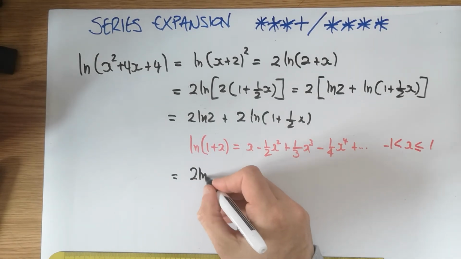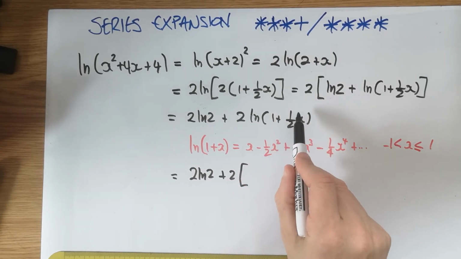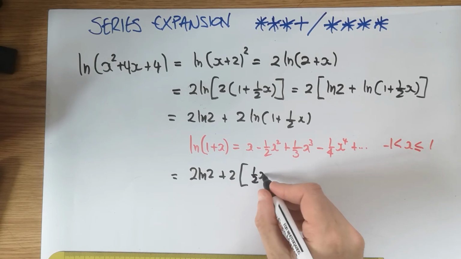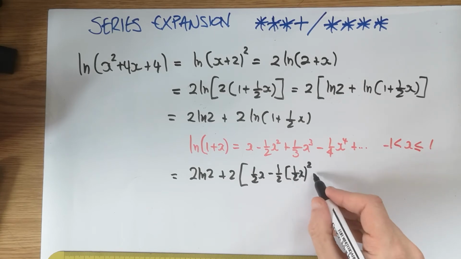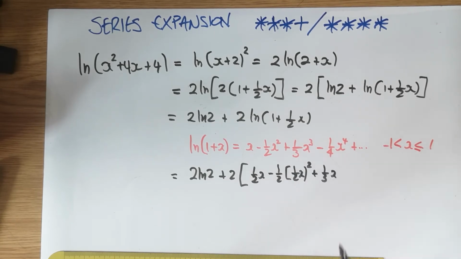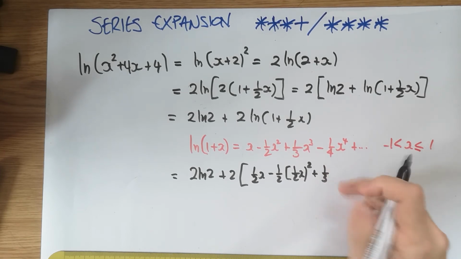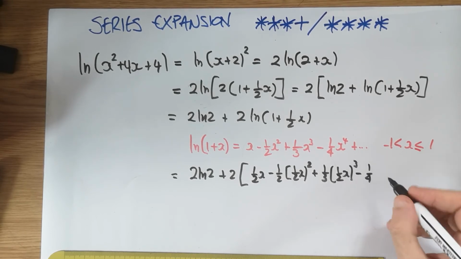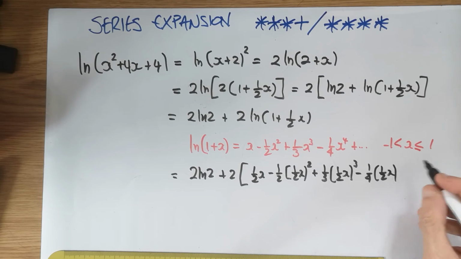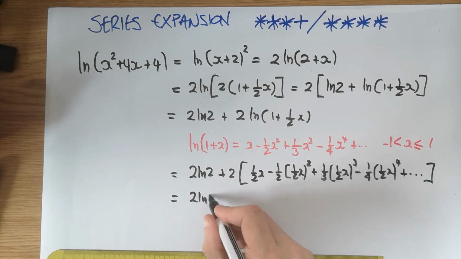So we can move on to log 2 plus 2 times. Now, here we're replacing x with half x, so we have to be a little bit careful. A half x minus a half, bracket a half x all squared, plus a third. How many terms does the question say to take? Up to and including the term in x to the 4. What a pain. A third, oops, a half x all cubed. So we need 1 more: minus a quarter, a half of x to the 4th, plus dot dot dot, and we're going to have a final answer any minute now.